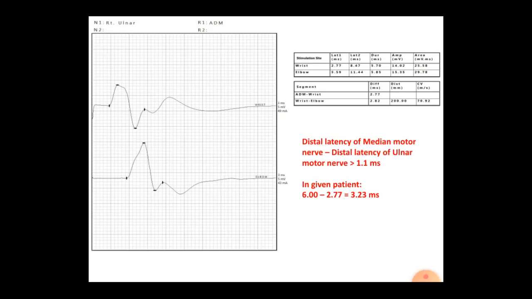So in our patient it is 6.00, that is nothing but the latency of the median nerve, that we already saw on the previous page, and the latency of the ulnar nerve, that we also have in this figure. Okay, so 6 minus 2.77, the difference is 3.23 millisecond. Normally this difference should be lesser than 1.1 millisecond. For carpal tunnel syndrome it should be more than 1.1 millisecond, and we have 3.23 millisecond in this example. So definitely this patient is suffering from carpal tunnel syndrome.